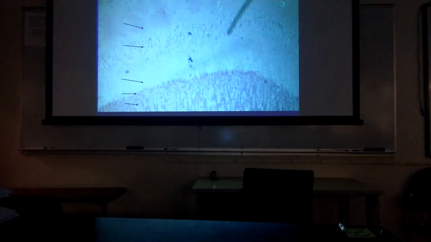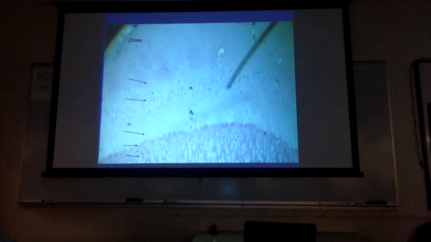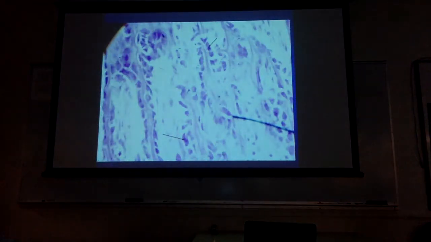All right, so let's begin with some zones here. So what's this zone? Resting zone. What's this zone? Proliferation. This zone is hypertrophication. This zone at the line here is calcification. This zone is ossification. Good, great.